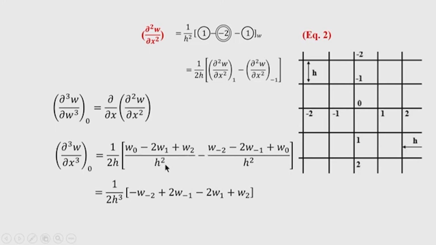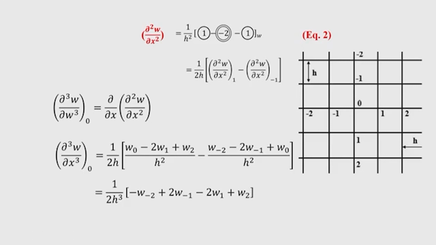So, all this quantity will be divided by h square. So, after simplification you get the difference form of the third derivative as 1 by 2 h cube bracket minus w minus 2 plus 2 w minus 1 minus 2 w 1 plus w 2. Now, here you can see in the third derivative equation, this quantity w naught gets cancelled. So, there is no w naught appearing here, that means the coefficient of w naught will be 0.